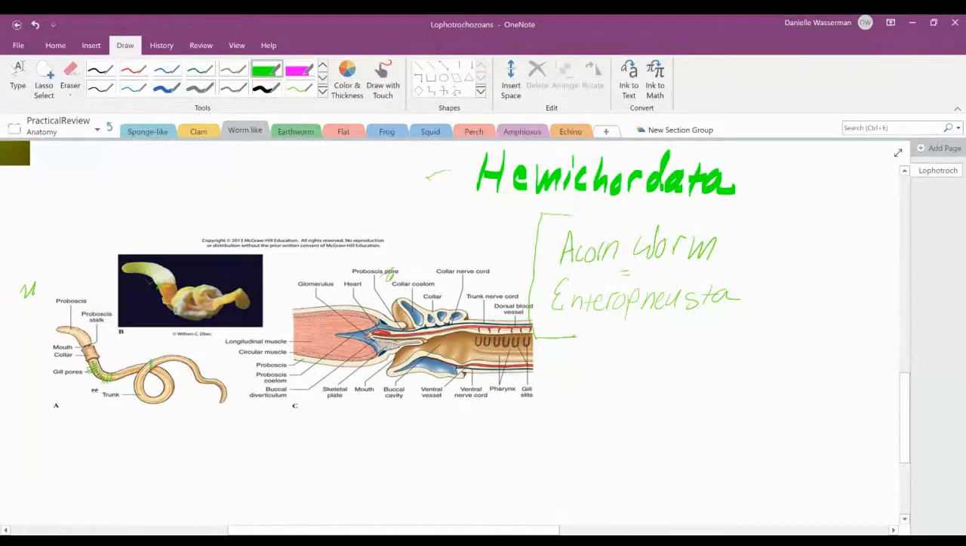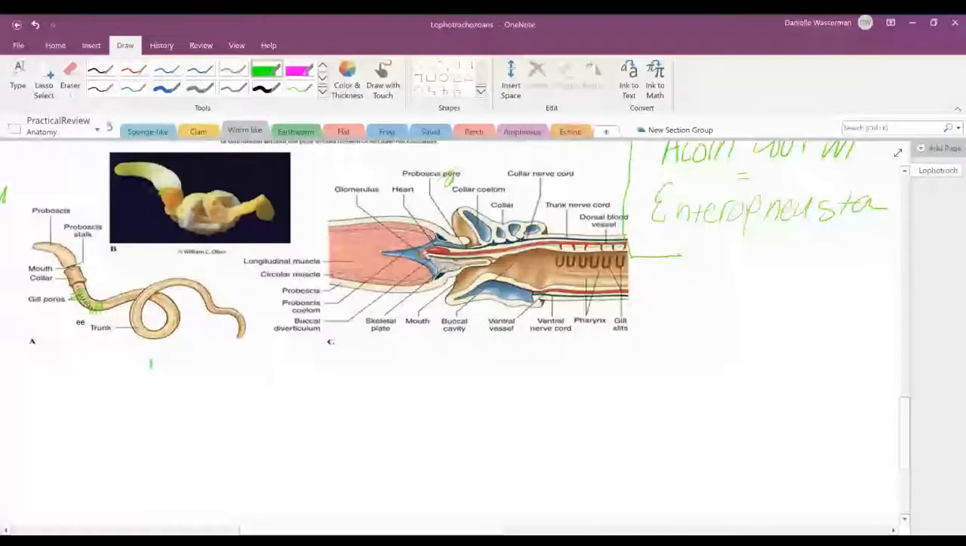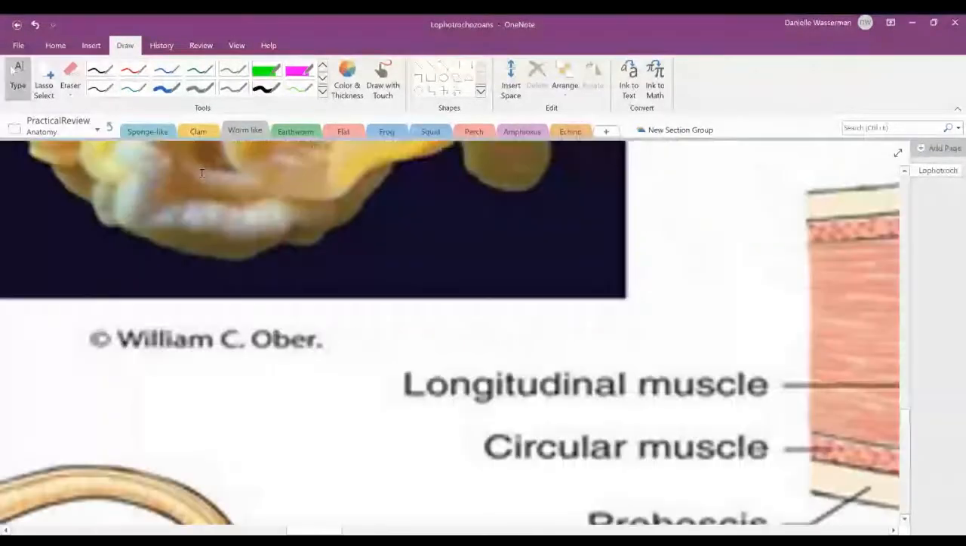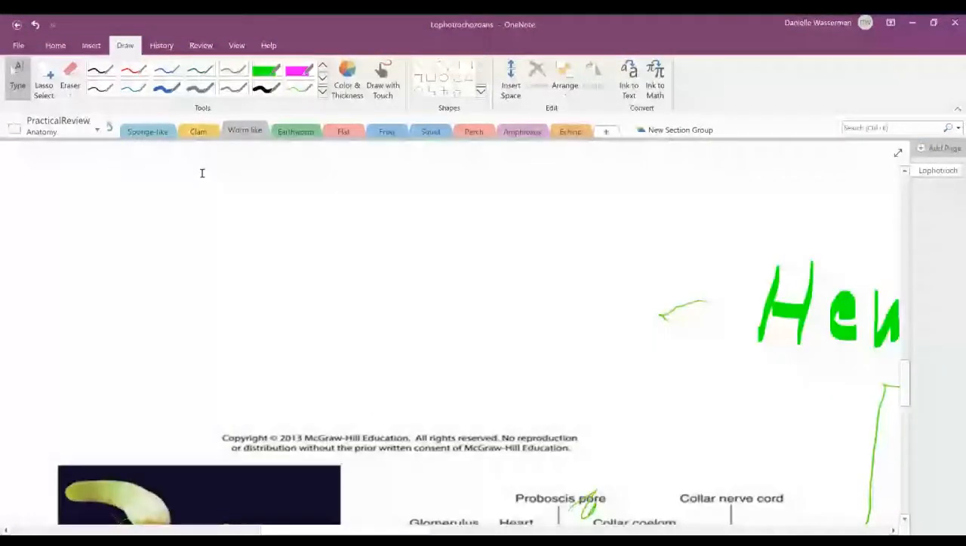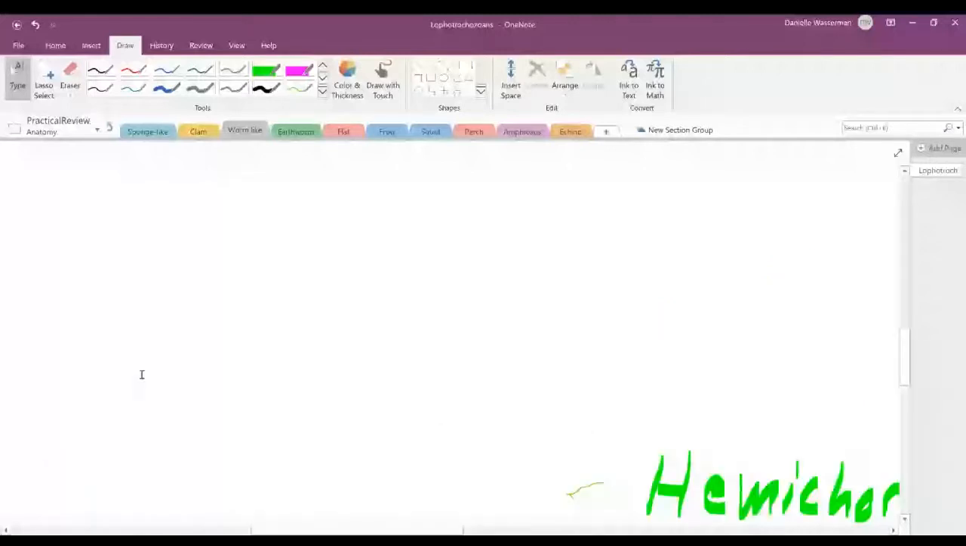If this were a true worm, it would have segments, lots of body segments, and it doesn't. Worms and leeches do.